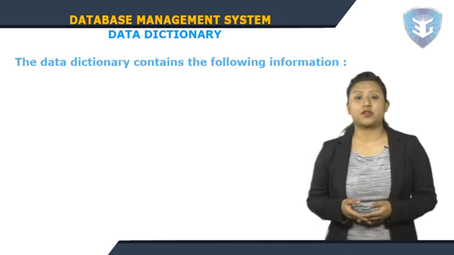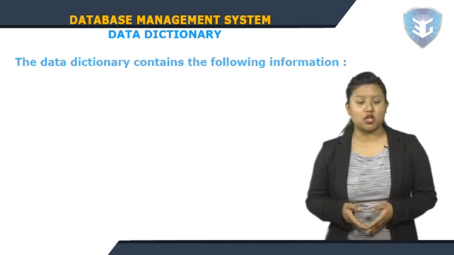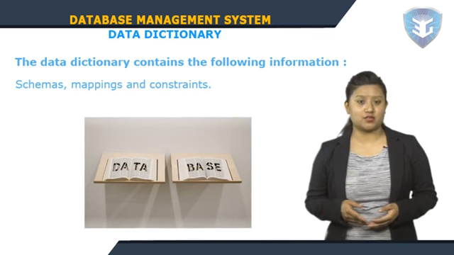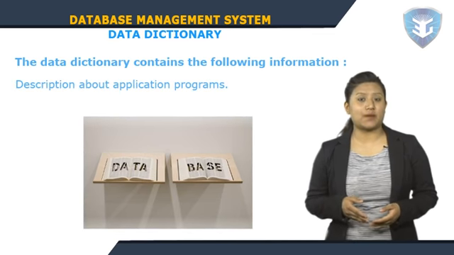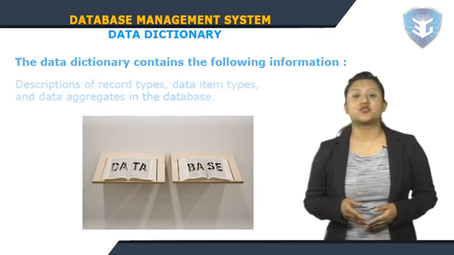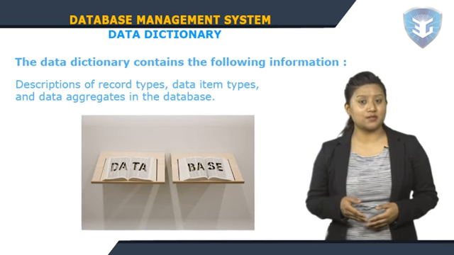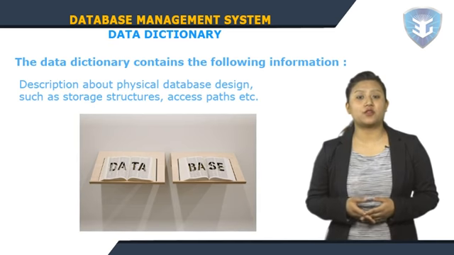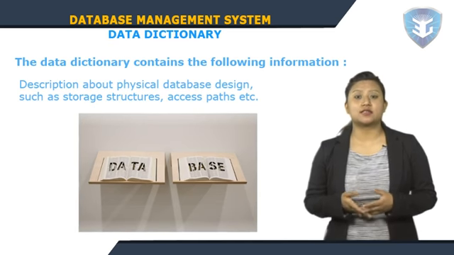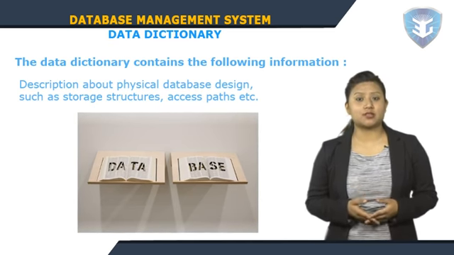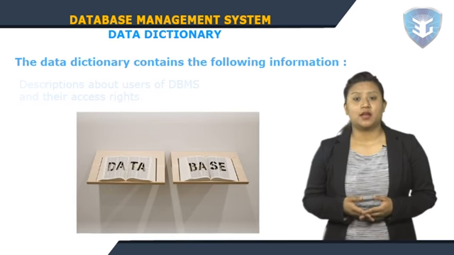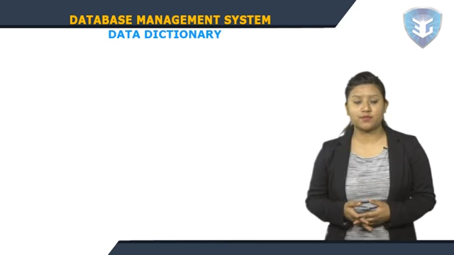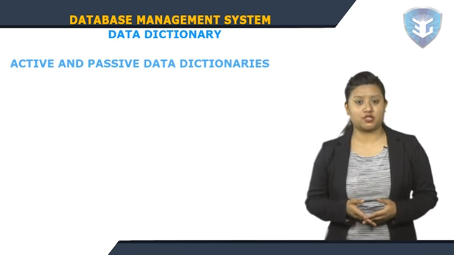The data dictionary contains the following information: logical structure of database, schemas, mappings and constraints, description about applications, programs, descriptions of record types, data item types and data aggregates in the database, description about physical database design such as storage structures, access paths, etc., descriptions about users of DBMS and their access rights, active and passive data dictionaries.